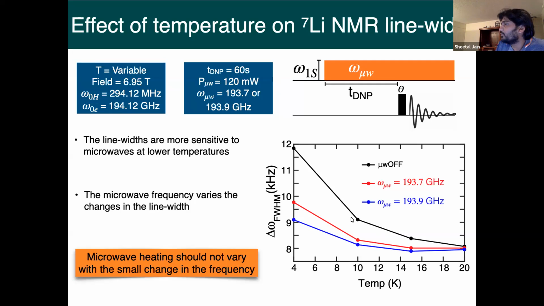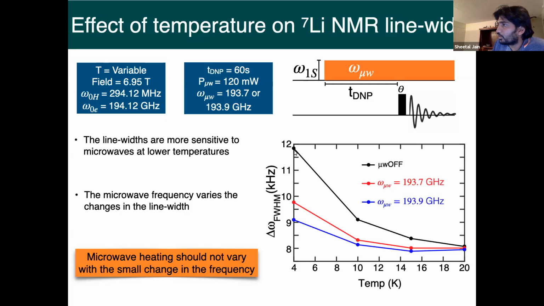And we see that as we go to 10 Kelvin, 15 or 20, the line widths decrease. So of course higher temperature leads to narrower lines. But when we irradiate with microwaves, the lines become even narrower. Now one could say that it could still be a temperature effect, because the irradiation of microwaves is changing the temperature.